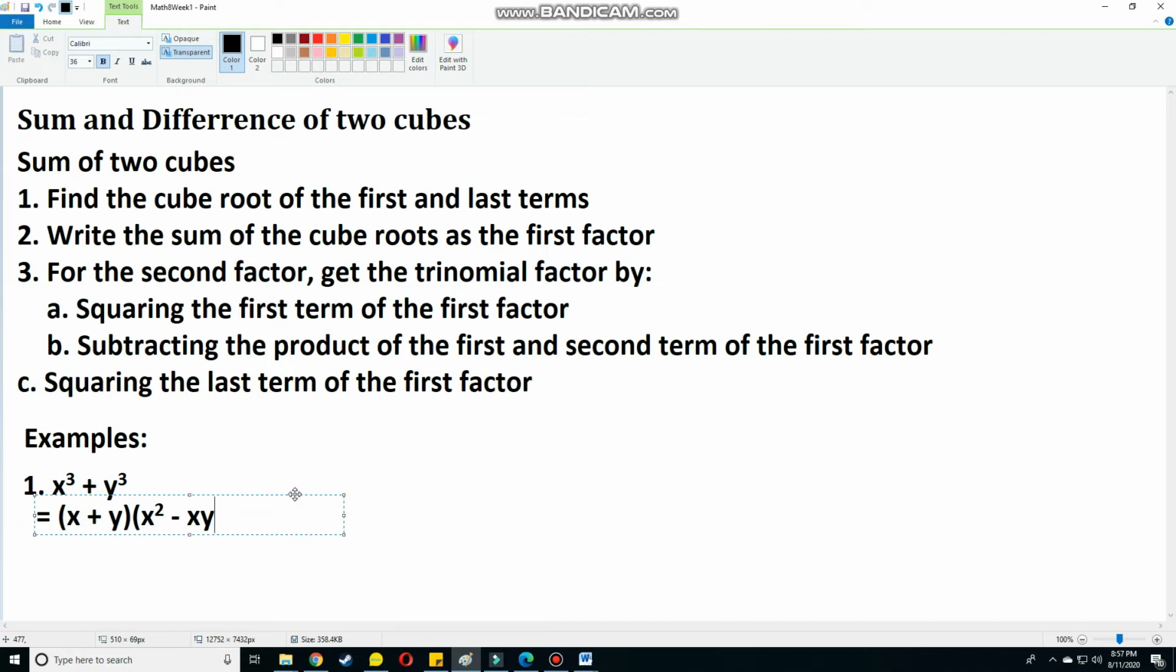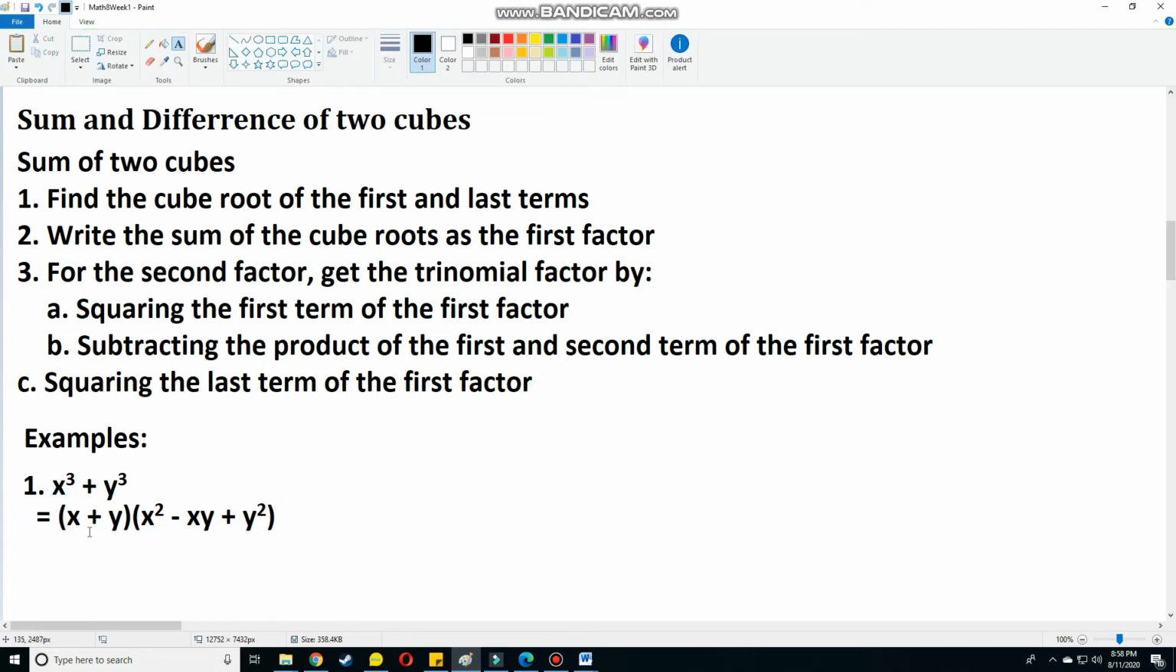Then the last one is squaring the last term of the first factor. What's the last term? The last term is y. So y raised to the second power, that is y squared. And this is now our factored form for the sum of 2 cubes.